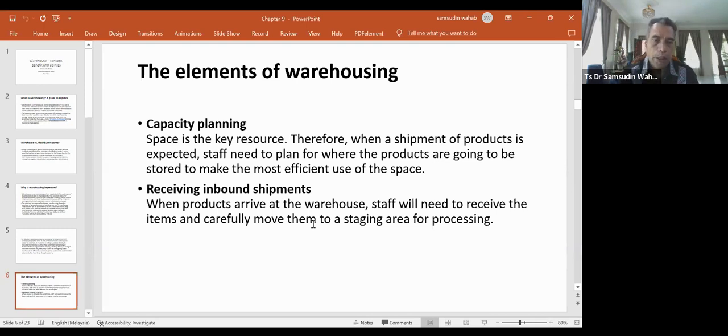Okay. Number two, it is about the inbound shipment. Sometimes we have to have an internal shipment. When product arrives at the warehouse, staff will need to receive the items and carefully move them to a staging area for processing. So it is about the material, also the raw material, or it is about the halfway product before we make a final assembly.